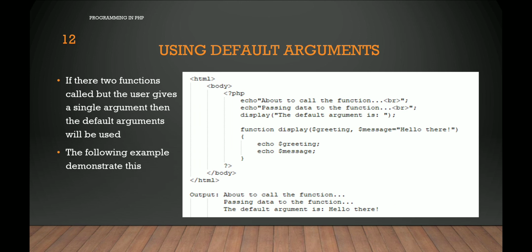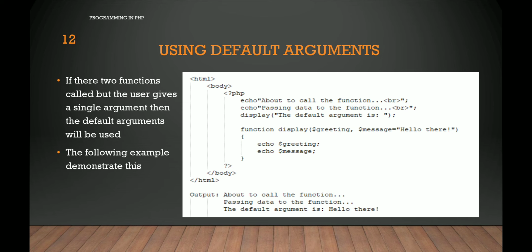Next, using default argument. If a function is called but the user gives no argument, then the default argument will be used. This is an example showing the use of a default argument.